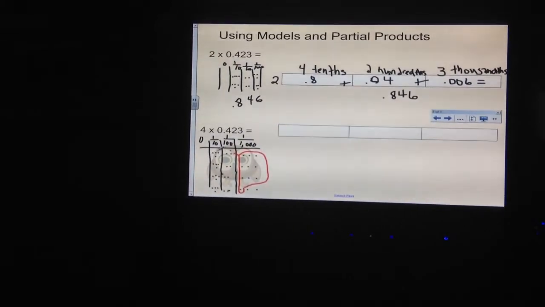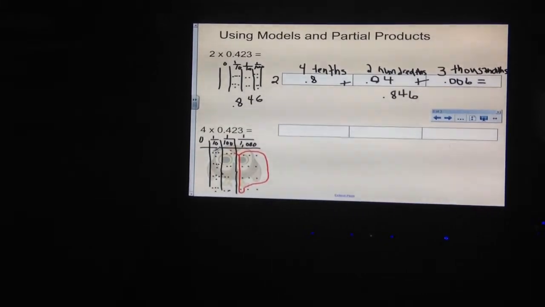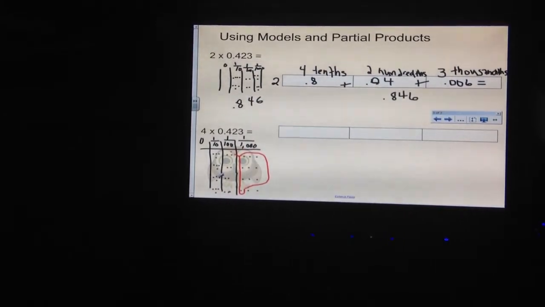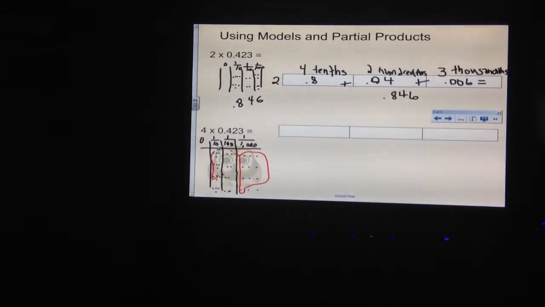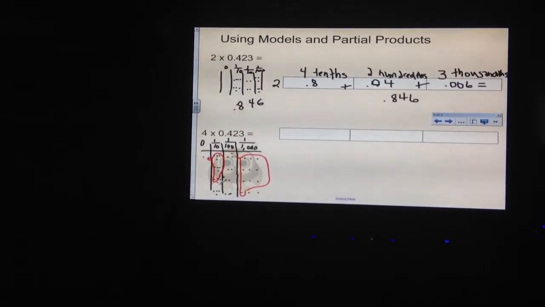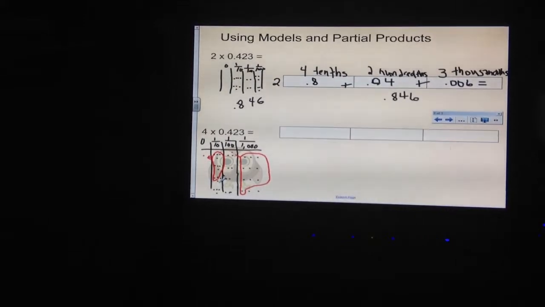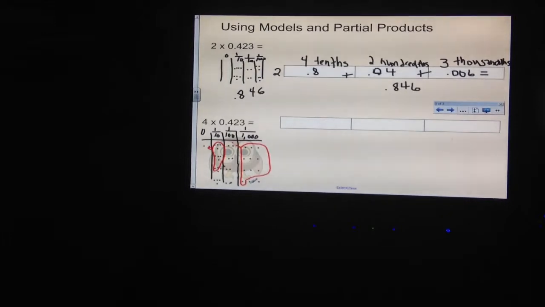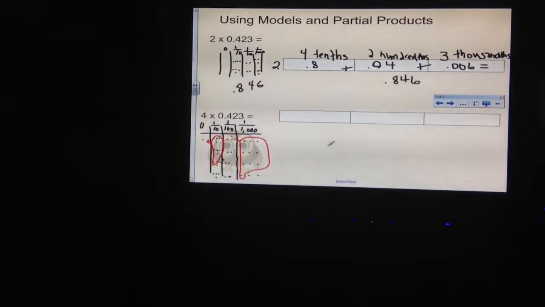Look at this column. I have 4, 8, 12. I'm already over 10. So I'm going to go through and count out 10 of them. 1, 2, 3, 4, 5, 6, 7, 8, 9, 10. I'm going to grab those 10. And 10 tenths is the same thing as 1 whole. And if you look, we'll make sure there aren't 10 of them left over. So 1, 2, 3, 4, 5, 6. There's only 6 left over. So I'm okay. I don't need to include any more.